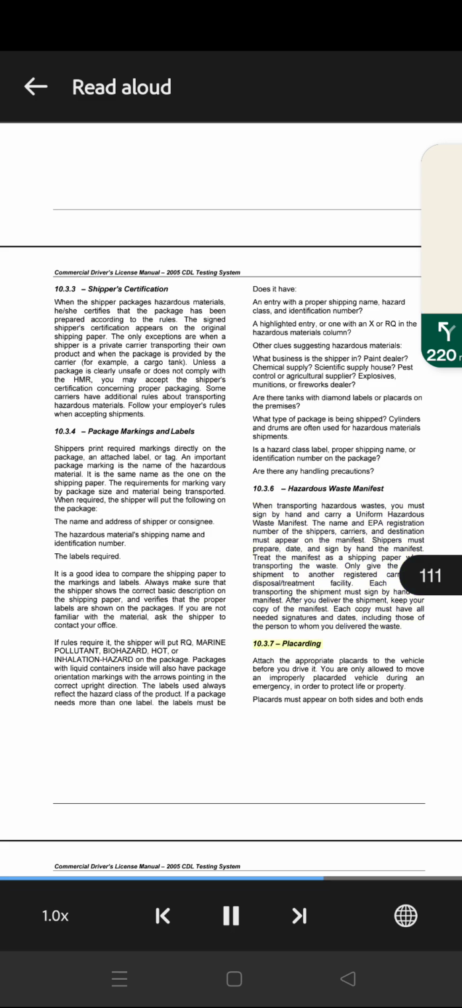10.3.7 Placarding. Attach the appropriate placards to the vehicle before you drive it. You are only allowed to move an improperly placarded vehicle during an emergency, in order to protect life or property. Placards must appear on both sides and both ends of the vehicle. Each placard must be easily seen from the direction it faces.